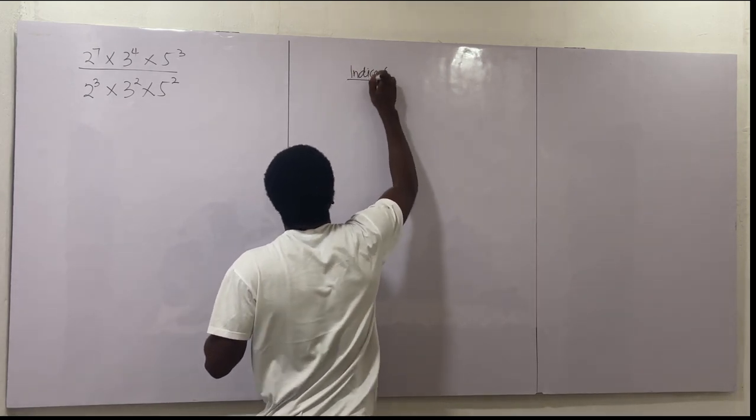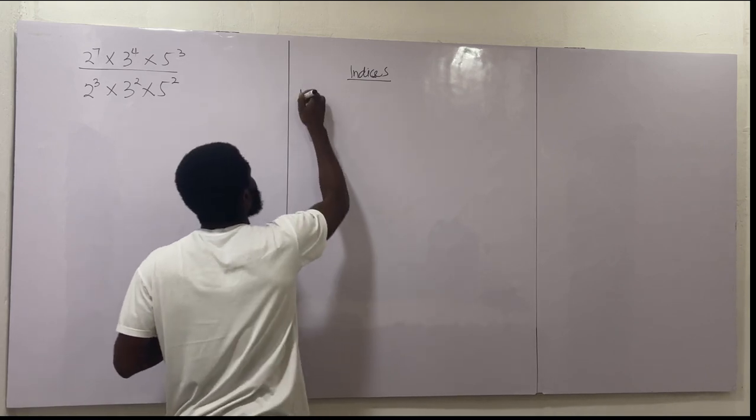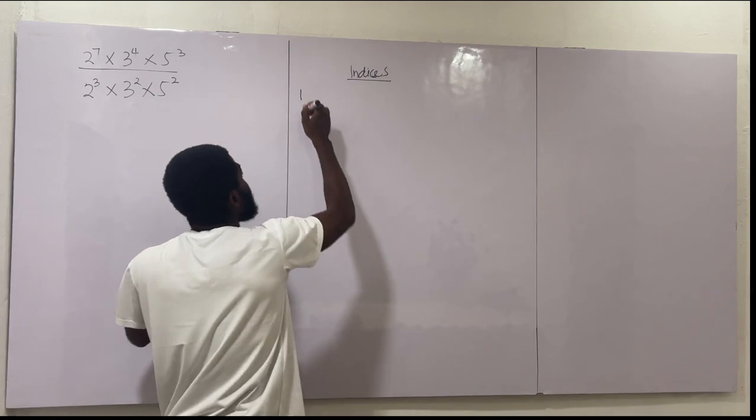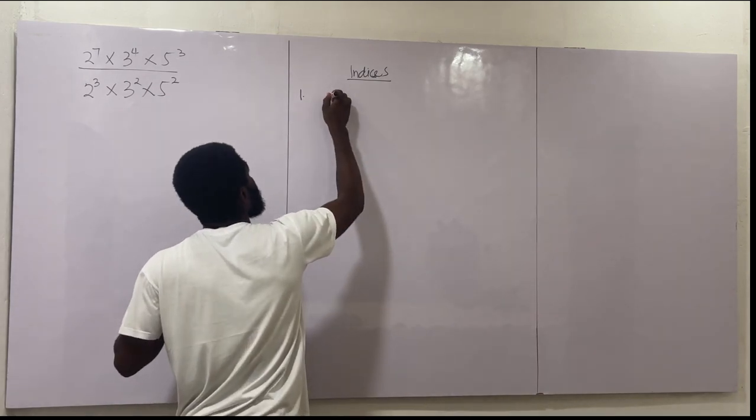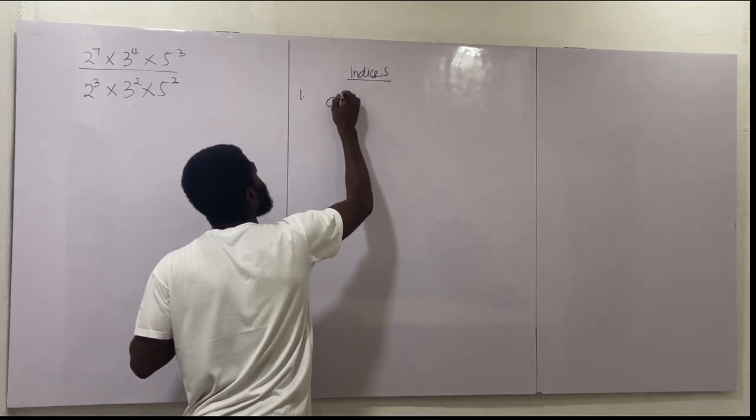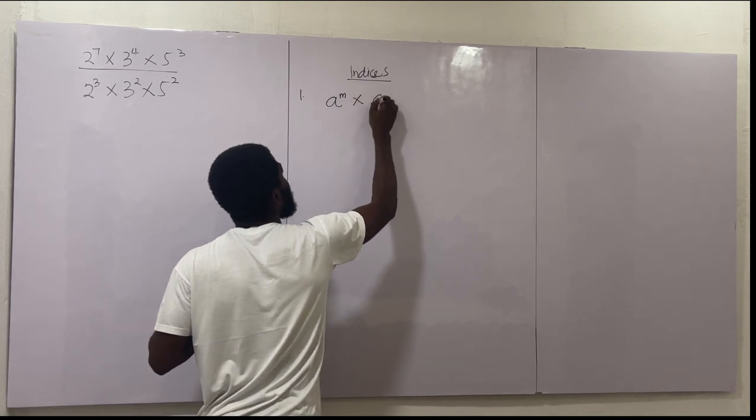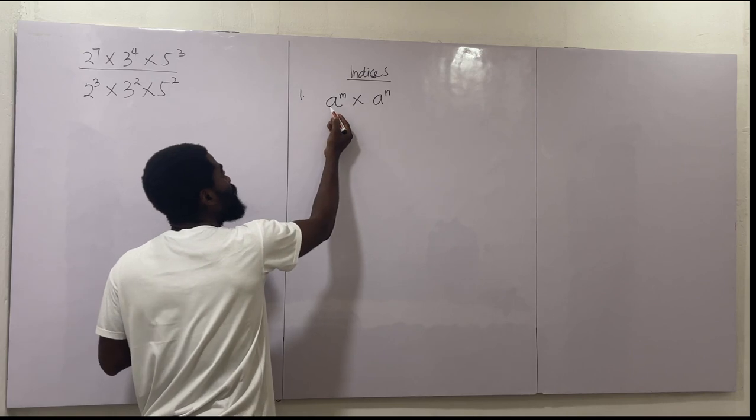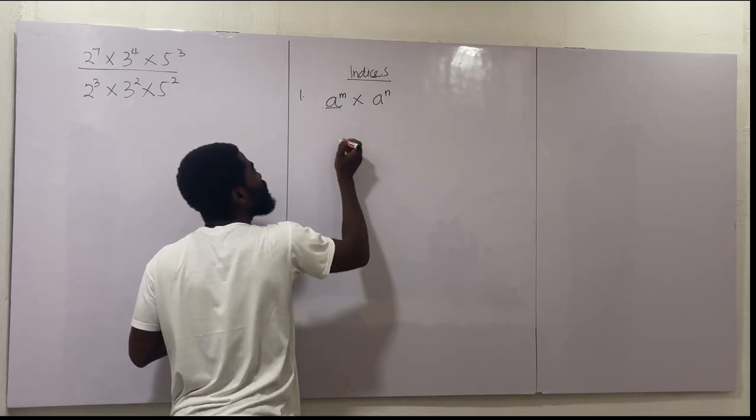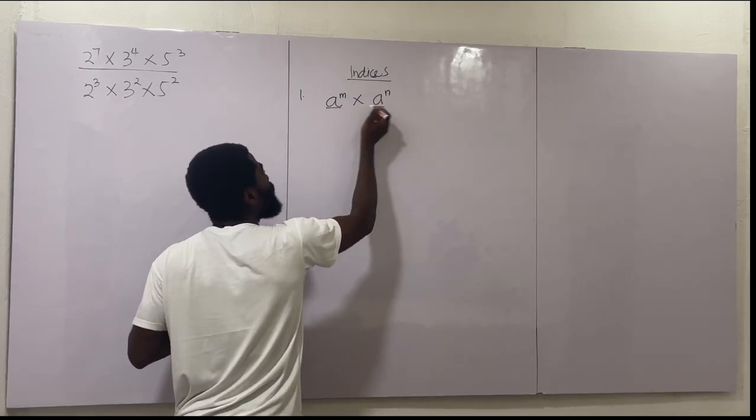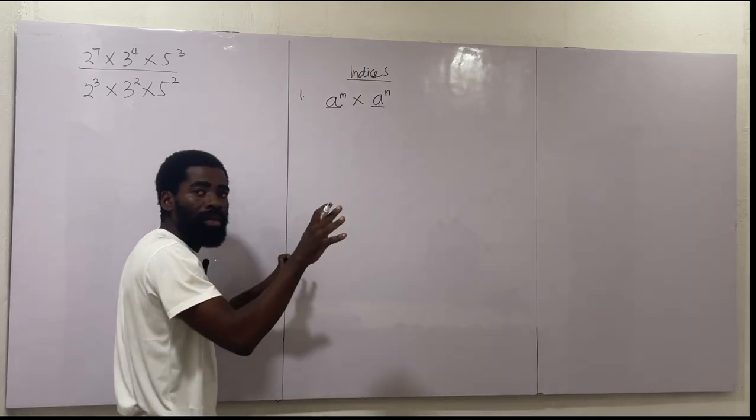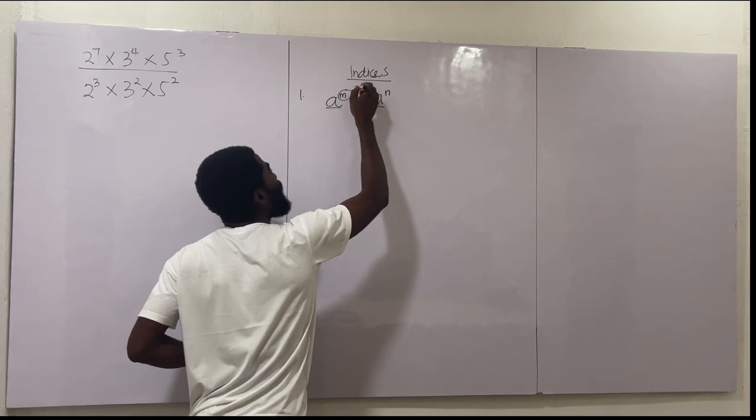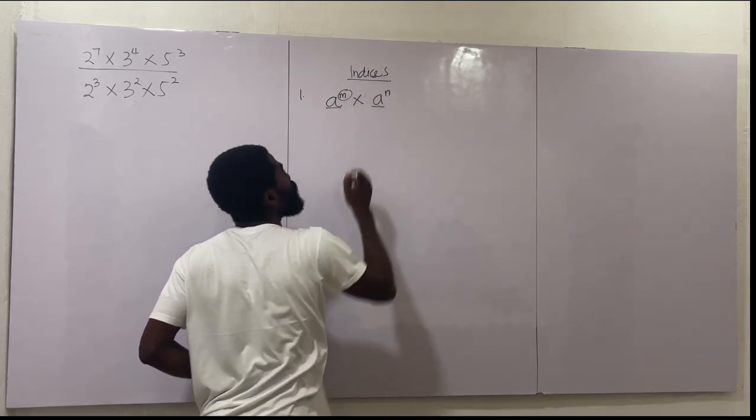Now, under indices, this is the law. The first law says that, and when it comes to this, the law is very, very important. So I'll show you some tricks under this. Now, the first law says that if I have a to the power m multiplying a to the power n, now this is what is happening. You can see that this guy is called the base, and this is the base. So once the bases are the same and they are multiplying, all you do is to add the exponents.